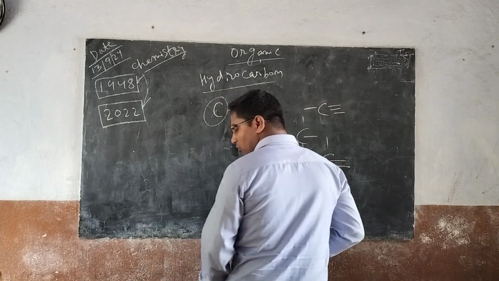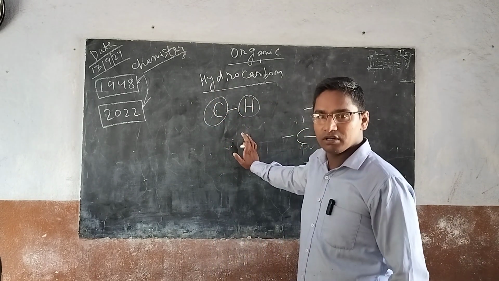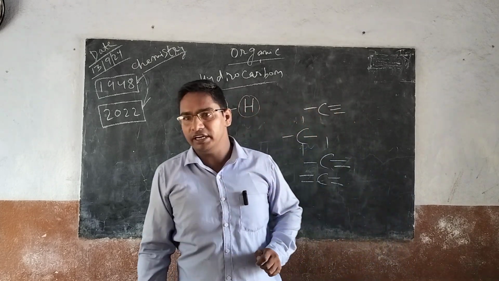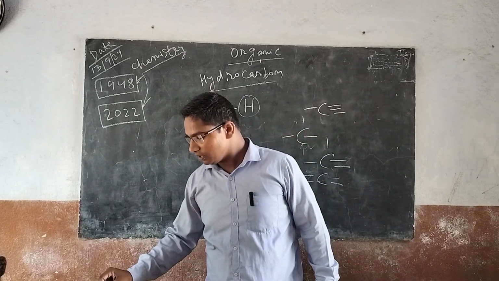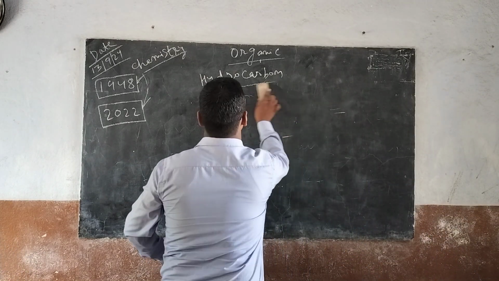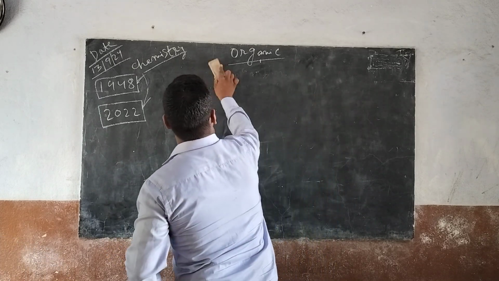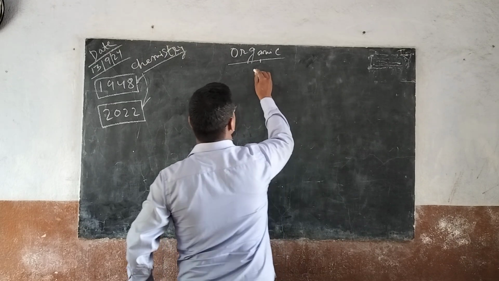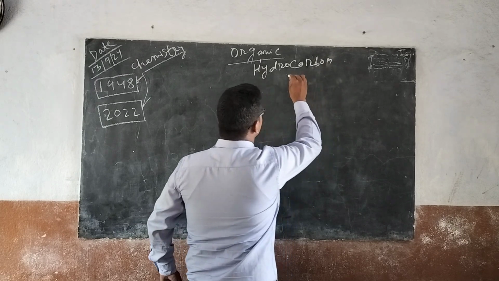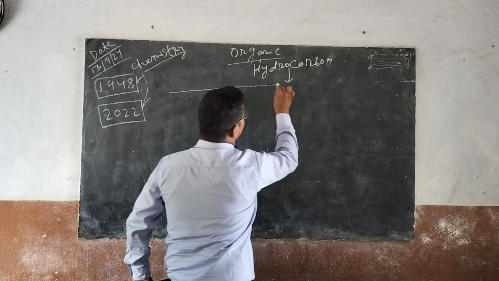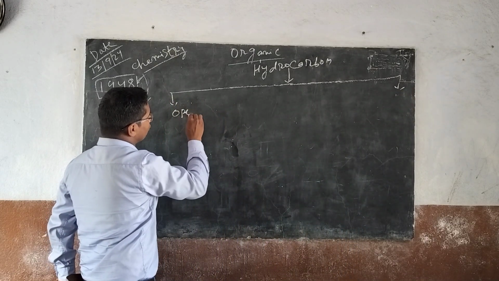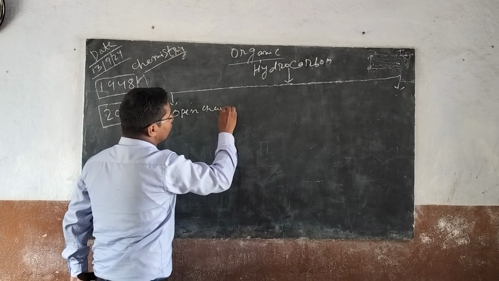Now we have to know a few basics of the classification of hydrocarbon, because it is the start of organic chemistry. It is basic and you have to know it briefly. Ready? First, make the classification of hydrocarbon. The first two basic types of hydrocarbon are open chain and closed chain.